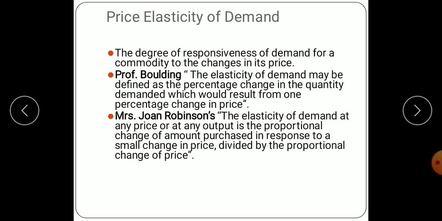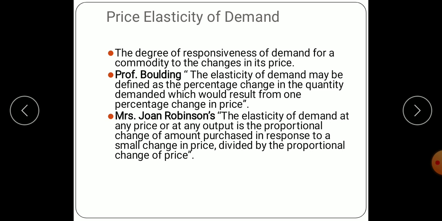Professor Browning defined price elasticity of demand as the percentage change in quantity demanded which would result from a 1% change in its price. According to Miss Joan Robinson, the elasticity of demand at any price or at any output is the proportional change of the amount purchased in response to a small change in price, divided by the proportional change of price.